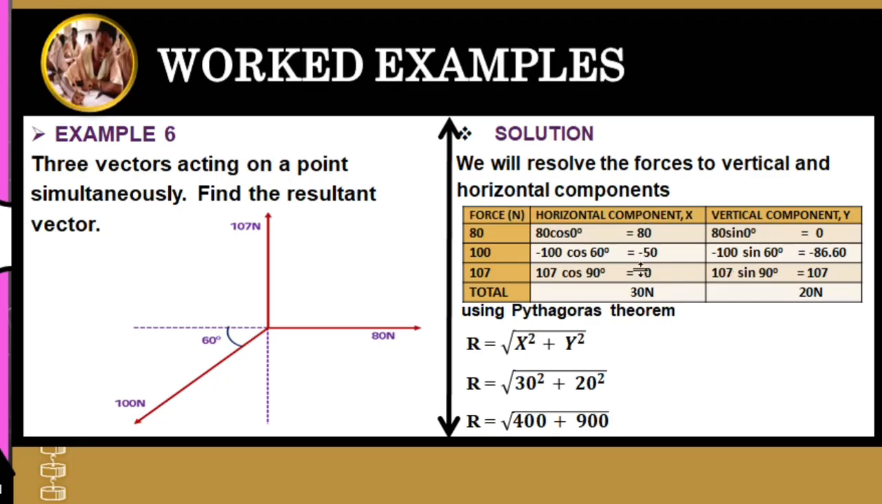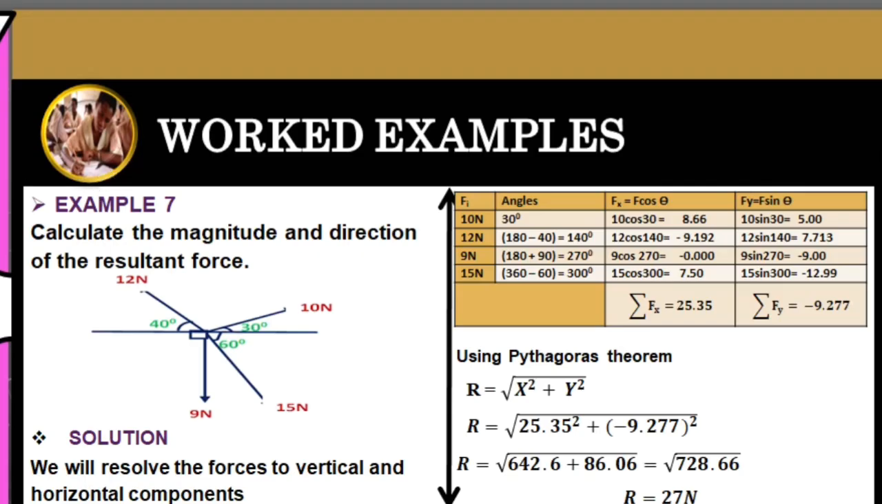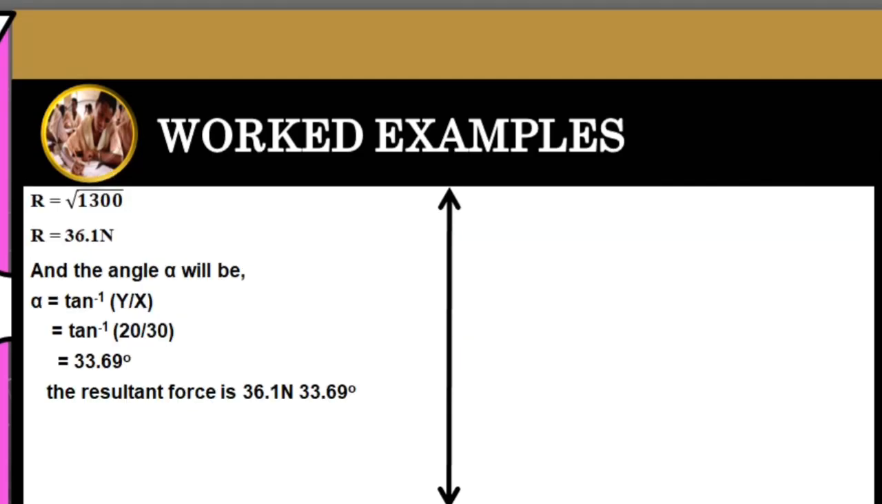Adding these forces, the sum of this minus this plus this gives us 30, while this minus this plus this gives us 20. So by the time we have done this, using Pythagoras theorem, we have 20 square plus 30 square, square root of this. So r is equal to root 1300. By mathematics, that gives us 36.1 Newton. Then we look for the angle making use of the trig ratio of tan inverse, and that gives us this. So this is our resultant force. Let's get to the next question.